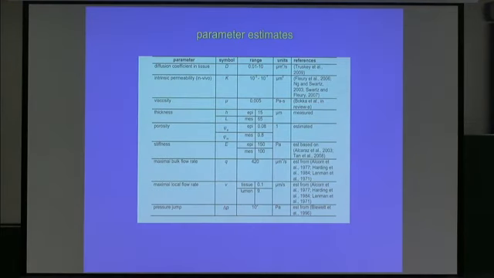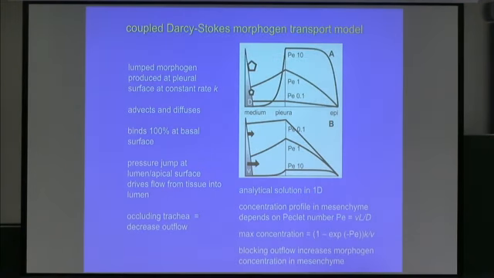So we have parameter estimates. We had to actually measure the viscosity of the fluid in the lumen of the embryonic lung, which is a very, very tiny thing. That was a cool thing to do. In 1D, you can get an analytical solution, which depends on the Peclet number. And we find that blocking off the trachea is decreasing the fluid velocity and therefore decreasing the Peclet number. So diffusion is going to dominate as you're blocking off the trachea.